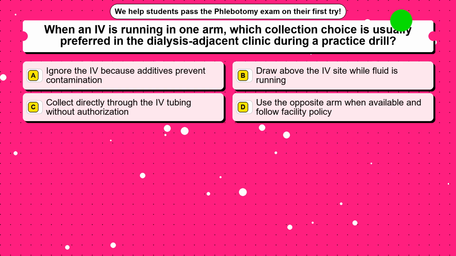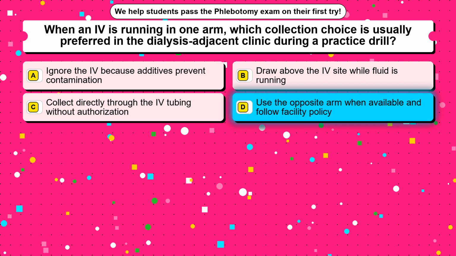Question 30. When an IV is running in one arm, which collection choice is usually preferred in the dialysis adjacent clinic during a practice drill? Option A. Ignore the IV because additives prevent contamination. Option B. Draw above the IV site while fluid is running. Option C. Collect directly through the IV tubing without authorization. Option D. Use the opposite arm when available and follow facility policy.